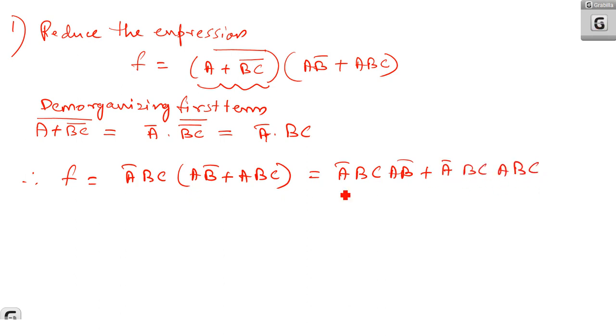A bar dot A is 0. Similarly here A bar dot A is 0. So answer is 0 or 0. Therefore final answer becomes 0. Coming to the second question.